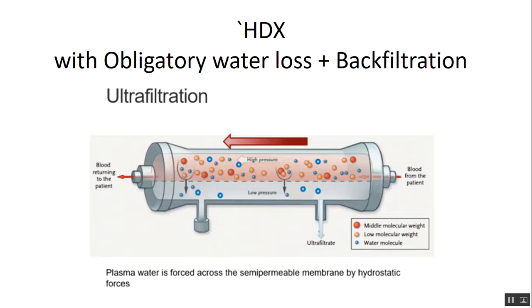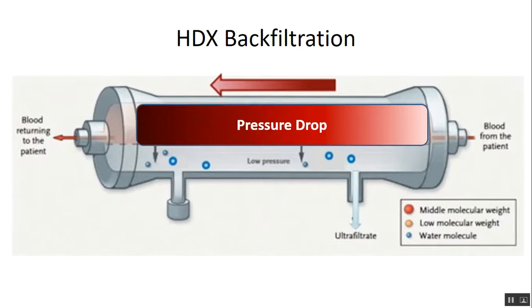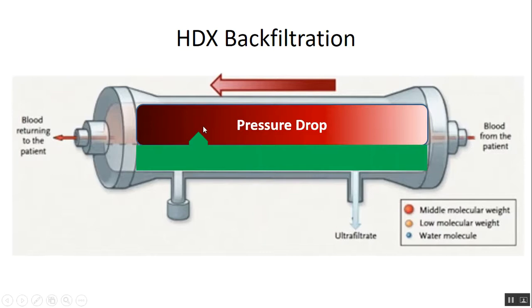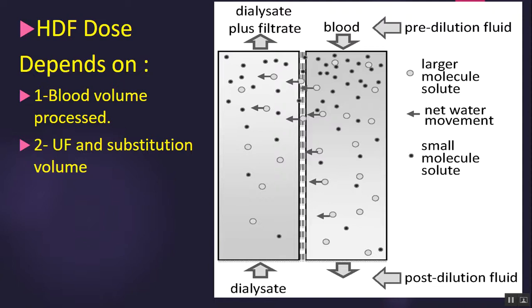In expanded hemodialysis the ultrafiltration rate is high, which means there is obligatory water loss, and therefore for control of blood volume what's called backfiltration happens, which is movement of the dialysate to the patient through the dialyzer to compensate for the obligatory water loss. Backfiltration volume is risky for pyrogen transfer, so we have to define the water treatment.